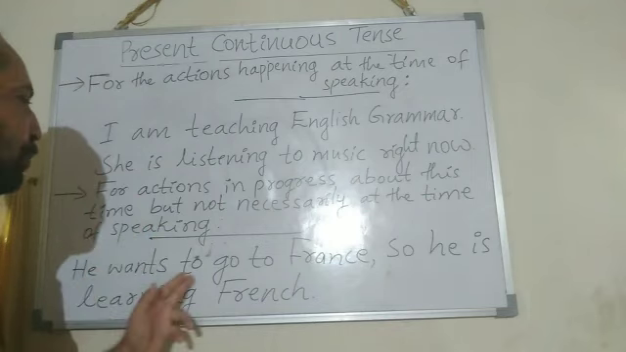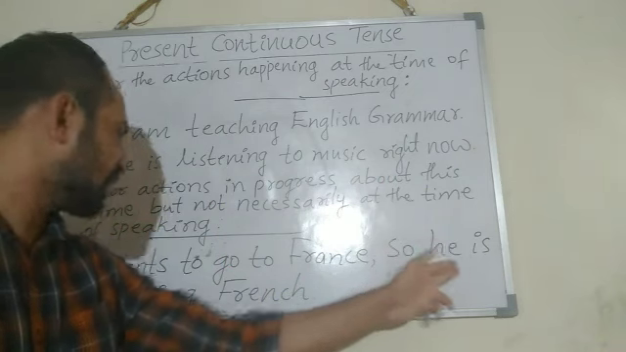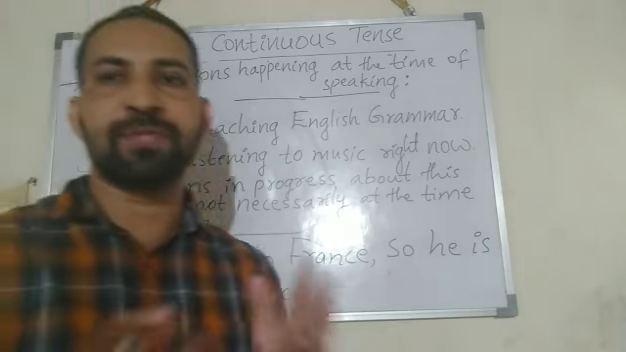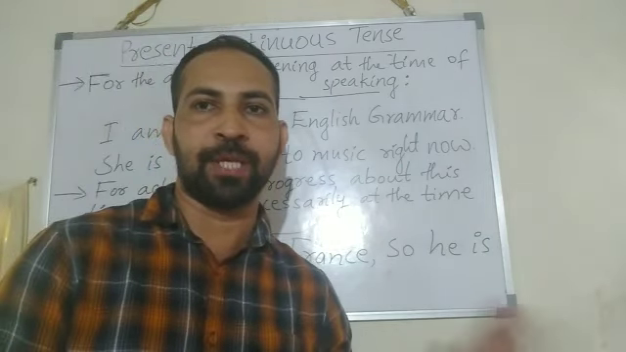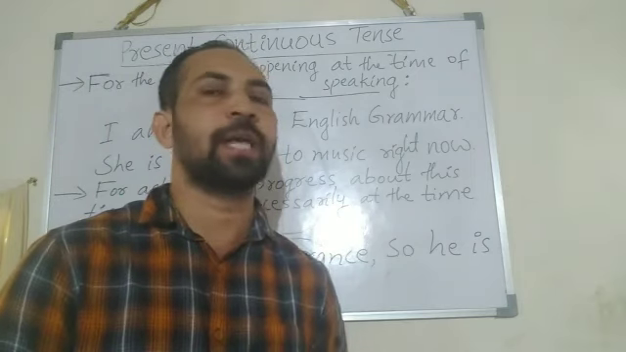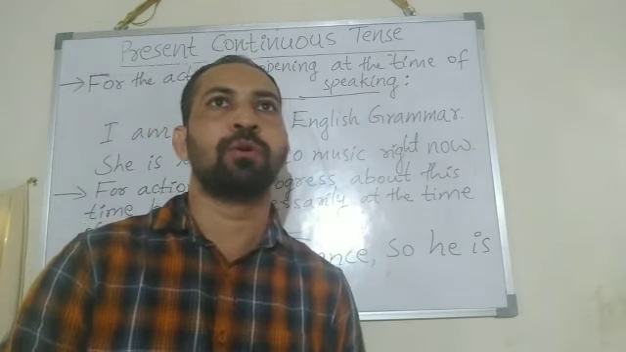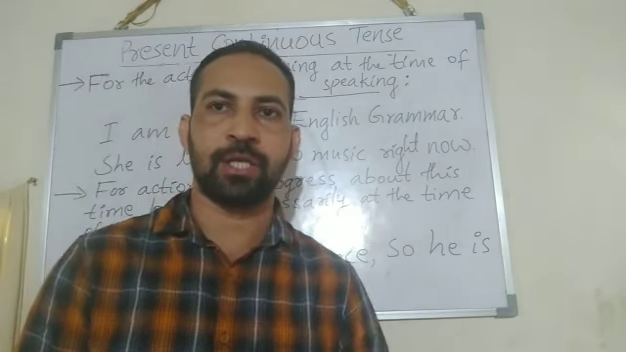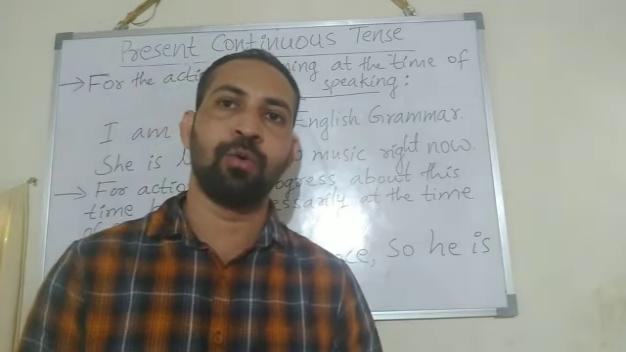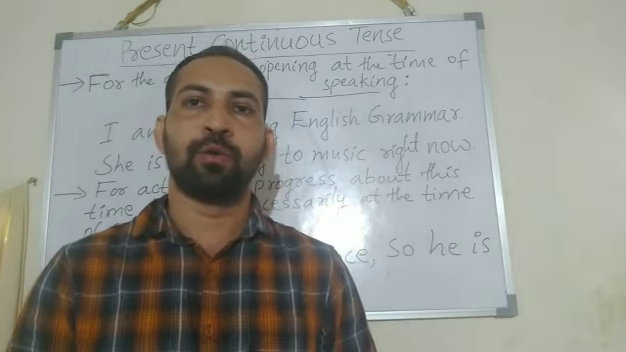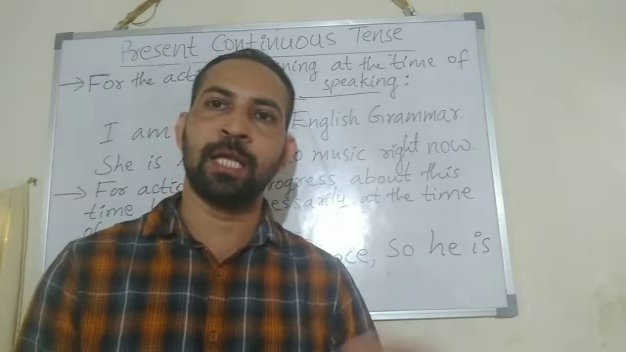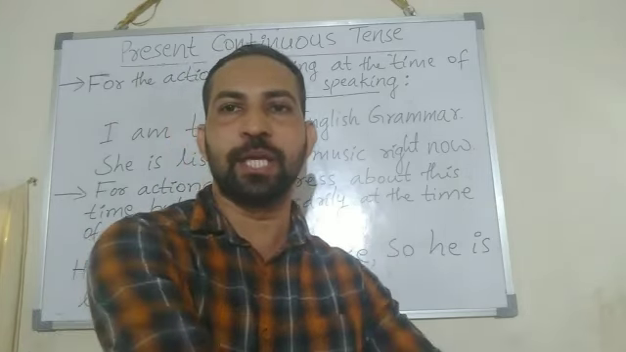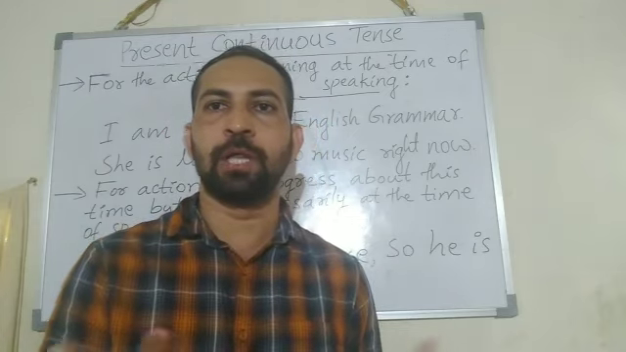Example, he wants to go to France, so he is learning French. I told you that at the time of speaking the action may not be happening, but otherwise the action is happening, as I told you during the live class. For example, you are going to the market and the shopkeeper asks you, what are you doing? You will reply, I am studying in grade 8. You will not say, right now I am buying vegetables. Can't you see? You will not reply like that.